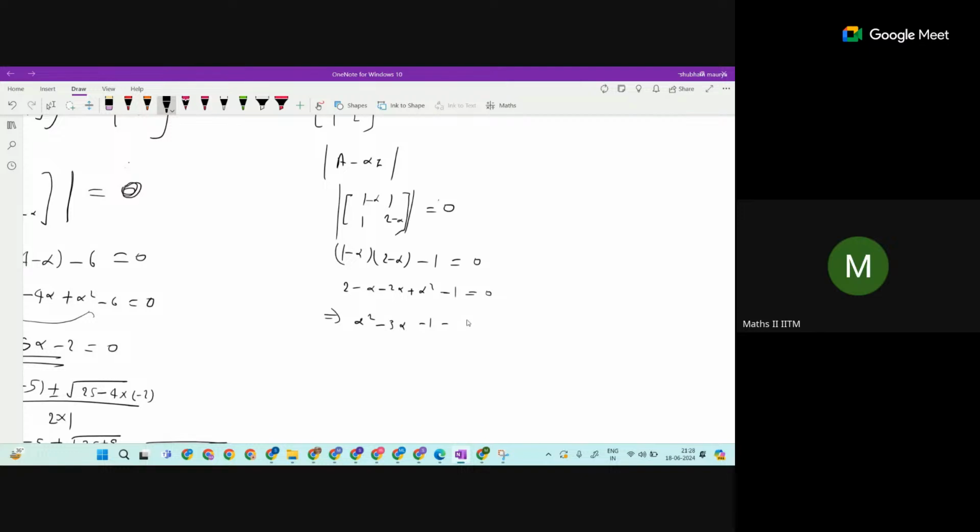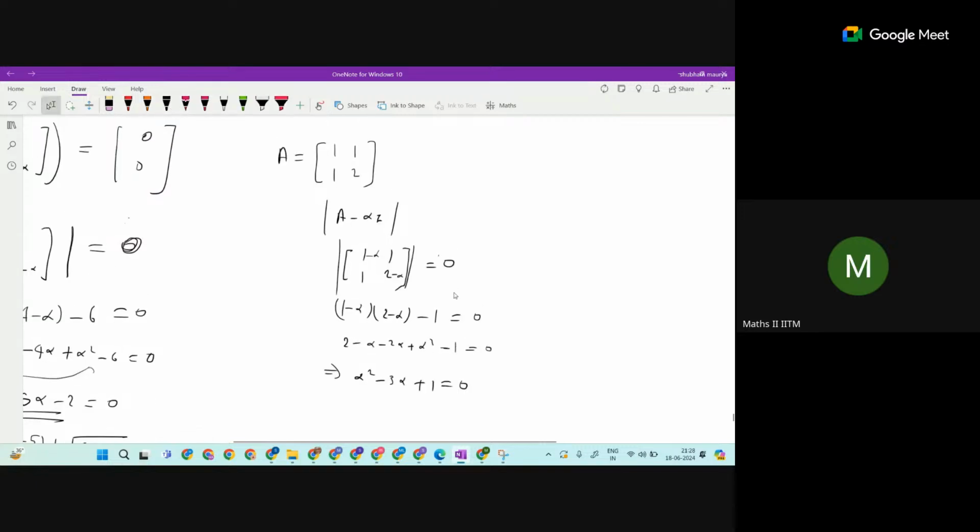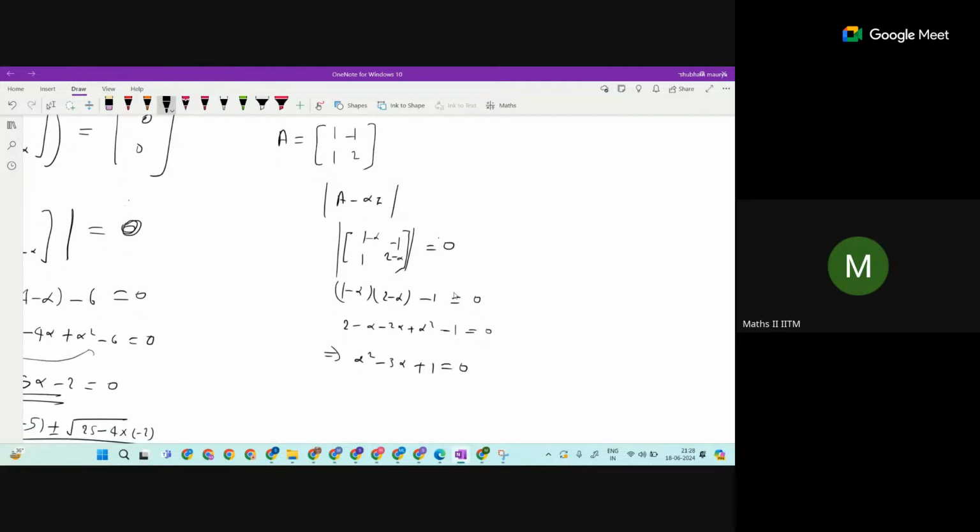Let me make the entries easier. If I keep 4 here, then this is going to be minus 4, or let's say minus 4 here, then this is going to be plus 4. Let's keep it 1 itself, minus 1. Then it will be plus 1, right?